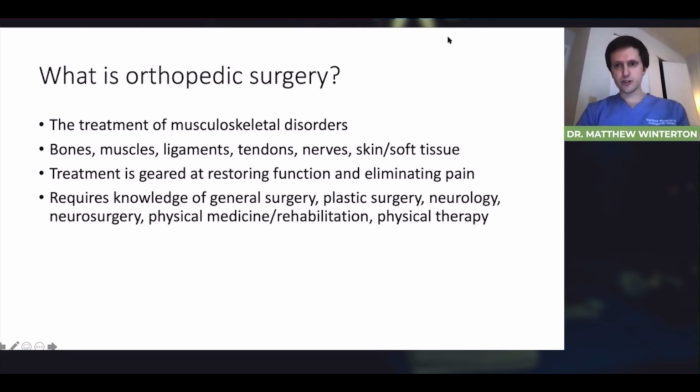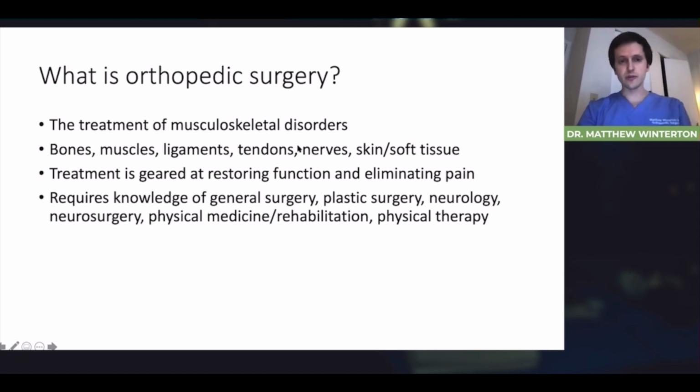What is orthopedic surgery? Orthopedic surgery is the treatment of musculoskeletal disorders, and that includes the treatment of bones, muscles, ligaments, tendons, nerves, and the skin and soft tissue. It's fairly comprehensive. It includes just about everything outside of the head and the abdomen. But I do know some orthopedic surgeons that will venture into the back part of the skull and the front of the spine here, and also we'll do some rib surgeries, as well as some abdominal flaps. So it doesn't necessarily limit you to these things.